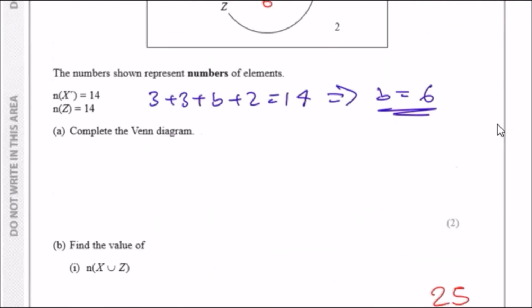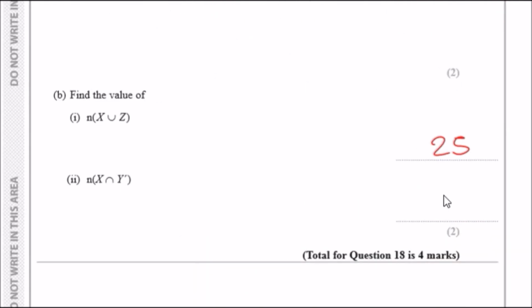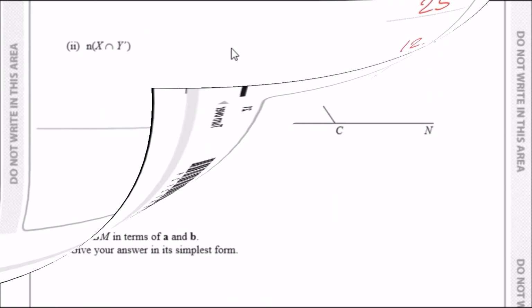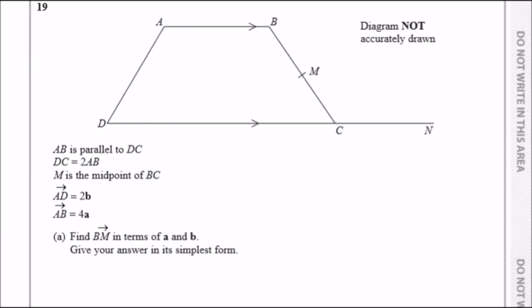So 7 plus 5 is 12. Easy, very easy. Okay, so here we're given a vector problem. All right, so what do we know? So we see that AB is parallel to DC. And we know that DC is actually 2 times bigger than this length. So whatever vector this is, this will be twice as big.